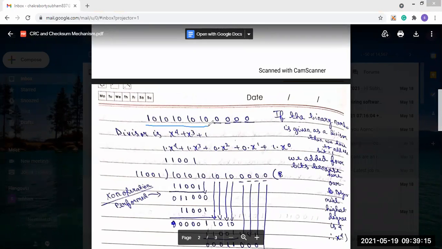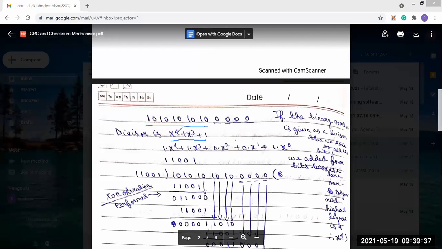1010101010. This message is given. Okay, so it is the dividend. Now, what will the number of redundant bits be? The number of redundant bits will be the maximum polynomial degree of the given divisor. Now the divisor is given as x4 plus x3 plus 1.